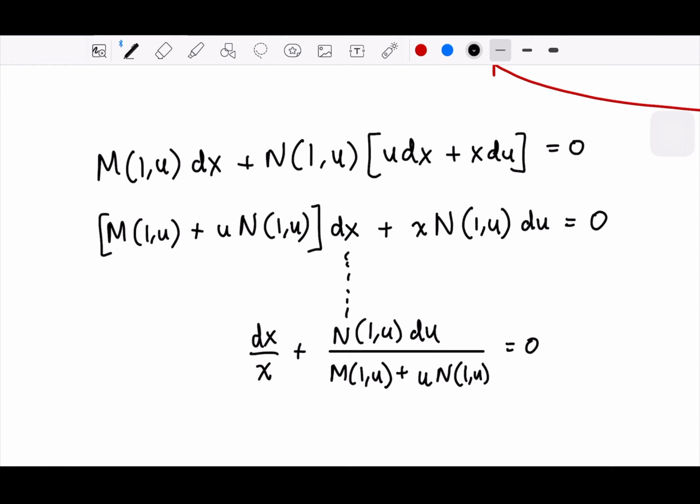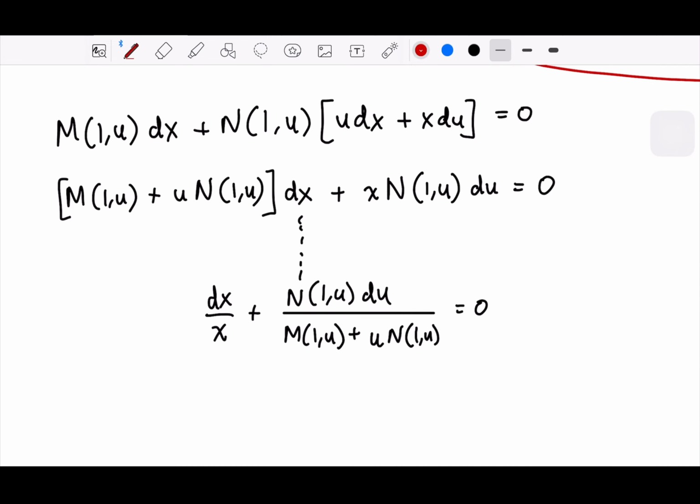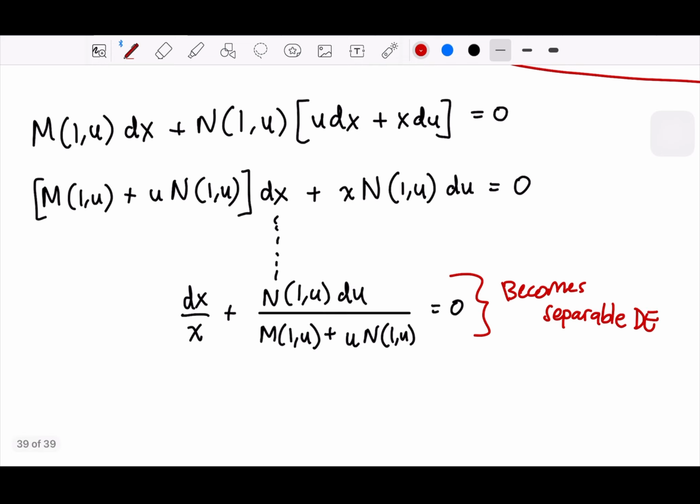So you substitute another variable to make the whole thing inside become separable. That's the idea. So let me write here. It becomes separable. Separable differential equations.